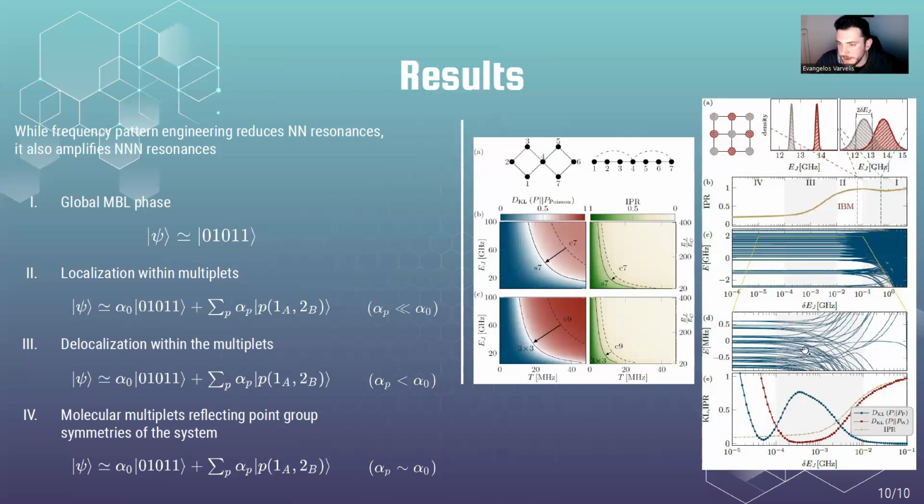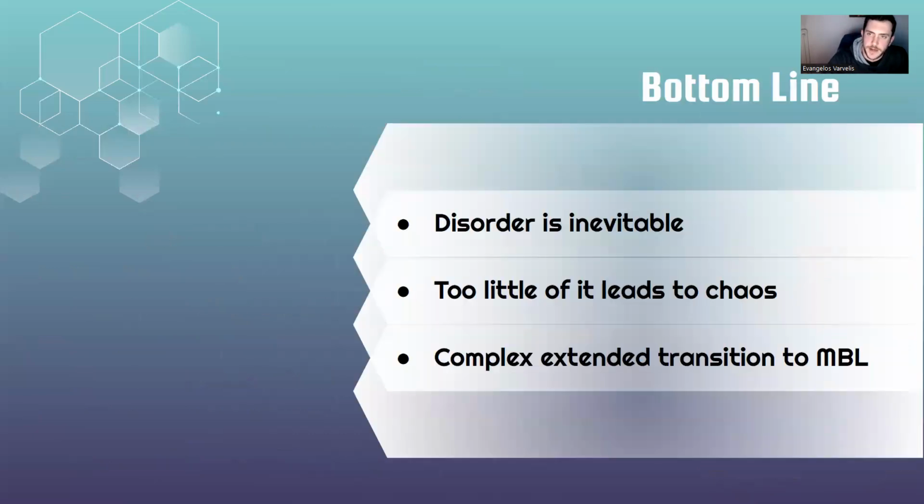And keep going further to even lower disorder, you approach the almost clean system essentially. These become almost exactly degenerate, and therefore these become molecular multiplets essentially, reflecting the point group symmetries of the system. And that's it pretty much. Thank you very much for your time.